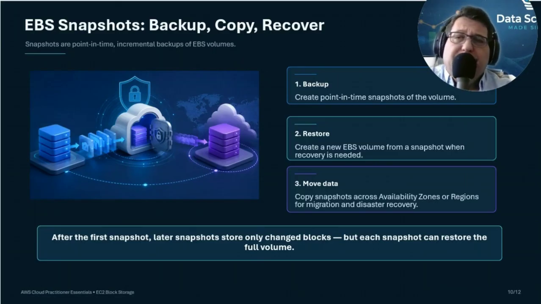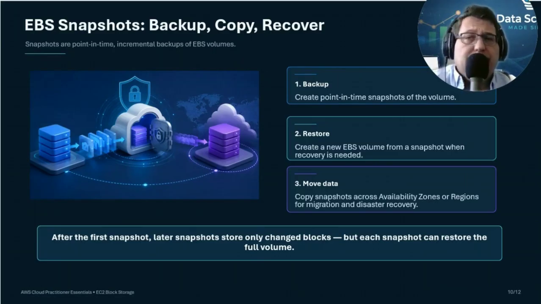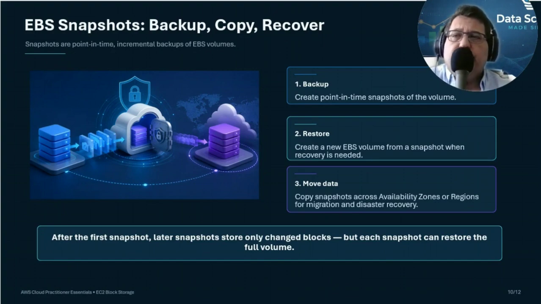It does not automatically protect against accidental deletion, file corruption, application errors, ransomware, incorrect configuration, or volume deletion. Amazon EBS snapshots provide point-in-time backups of EBS volumes. A snapshot represents the state of a volume at a particular moment.